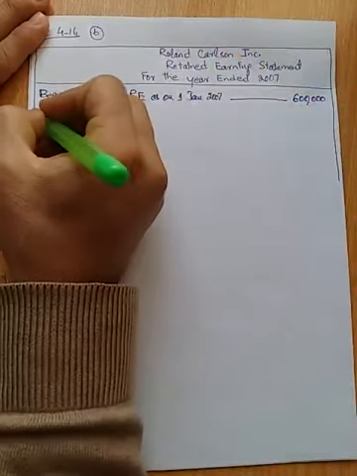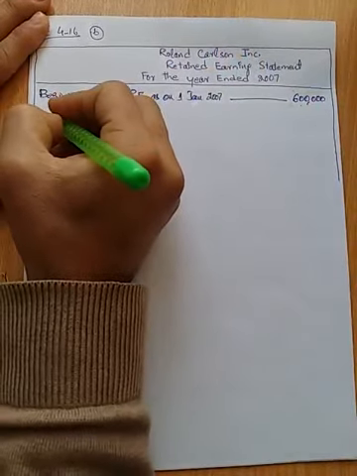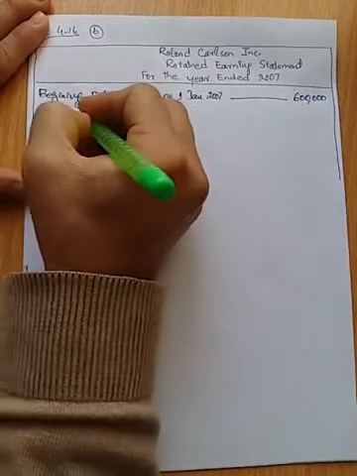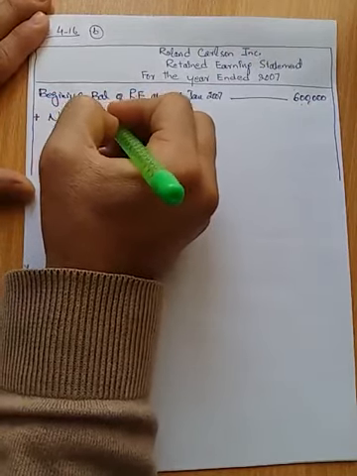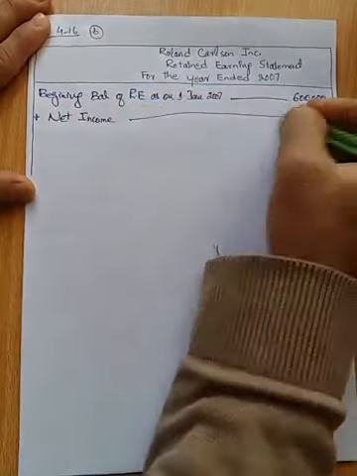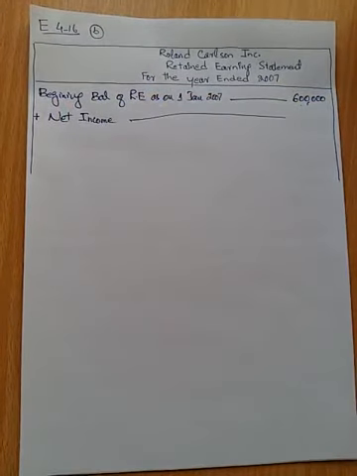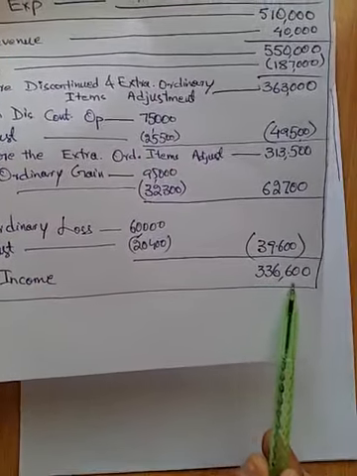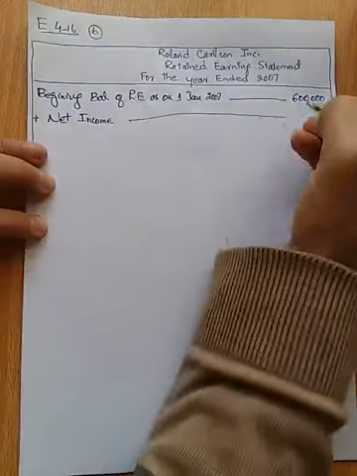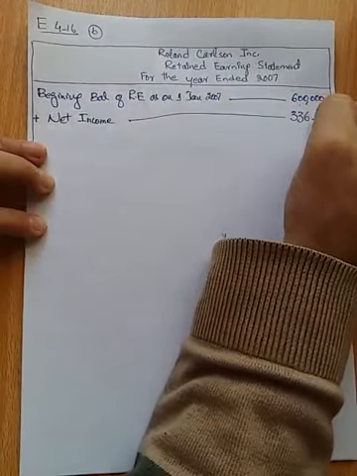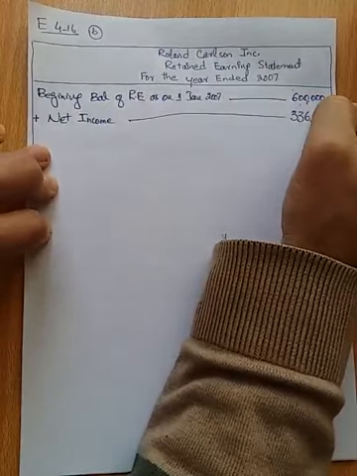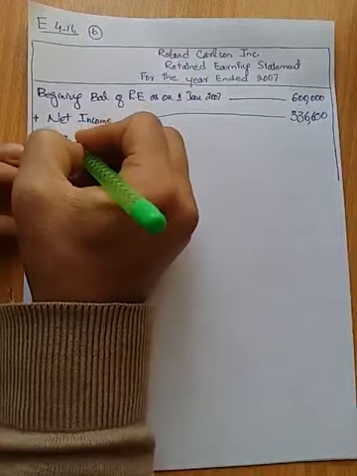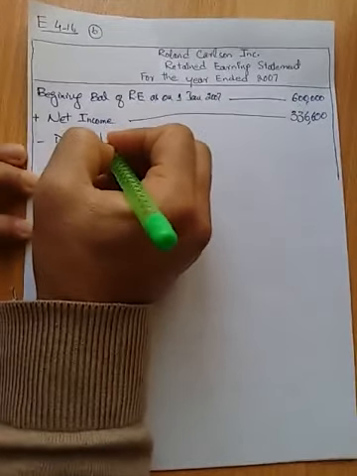After that, our next step was actually to add the net income if there is any income earned during the year, or subtract if there are any losses incurred. From our previous part A, the net income which we calculated was $3,36,600. So I will add it here, $3,36,600. Okay, and then we will subtract any dividend paid.